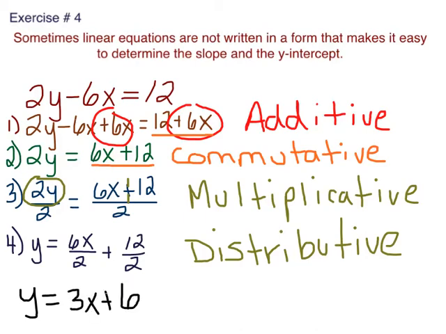Now, with this equation, I can identify my m and my b. My m equals, I hope you're going to tell me 3, and my b equals, I hope you're going to tell me 6.